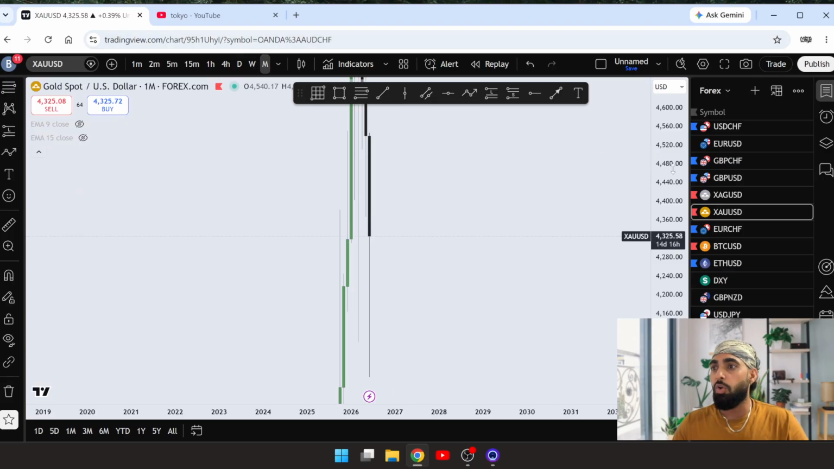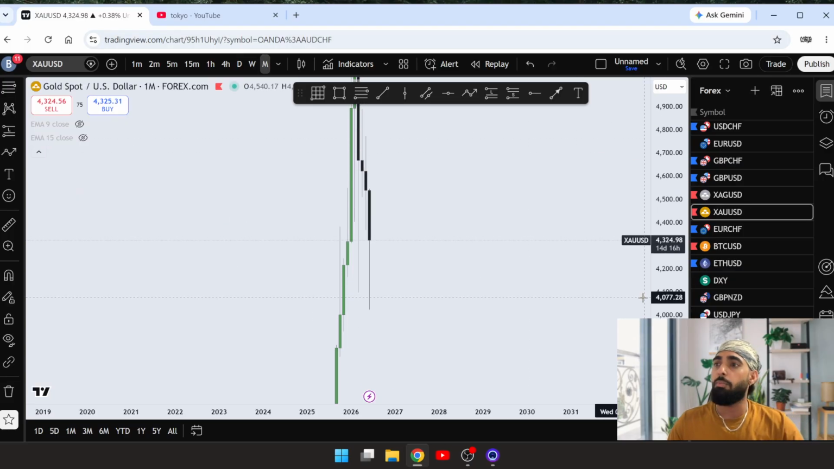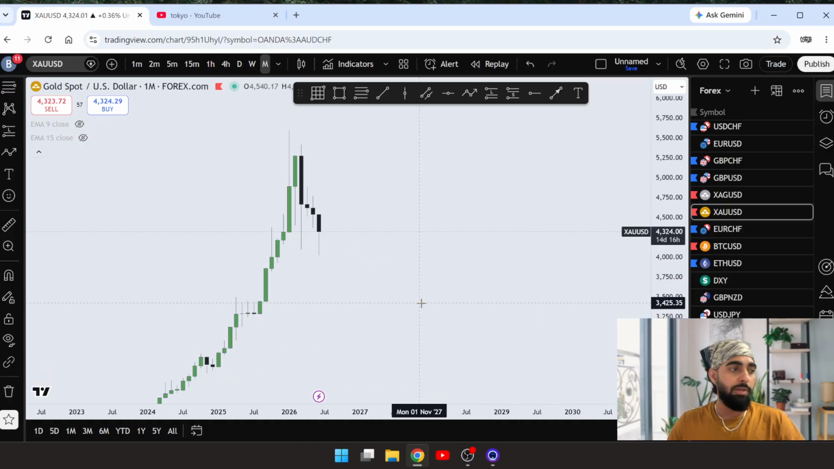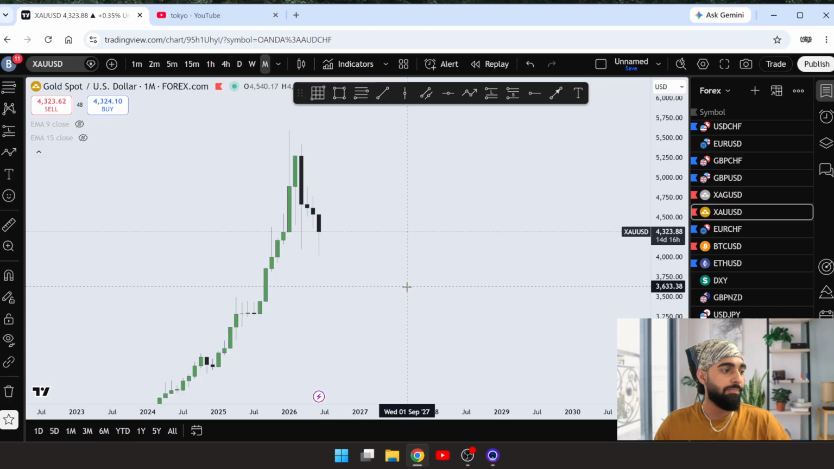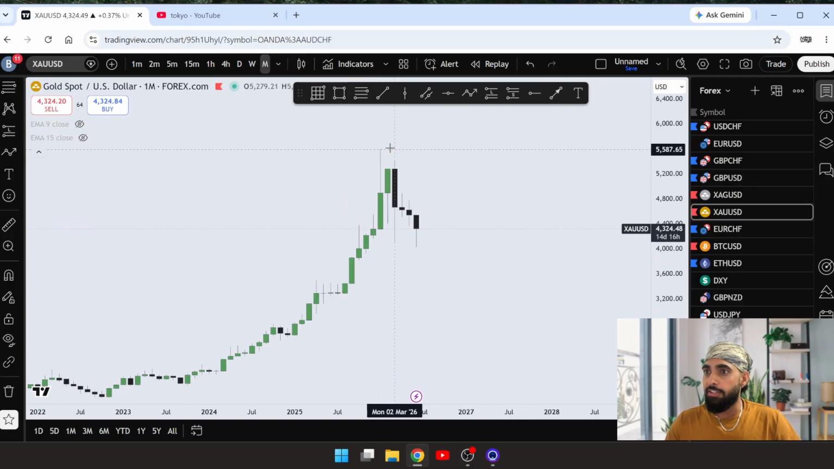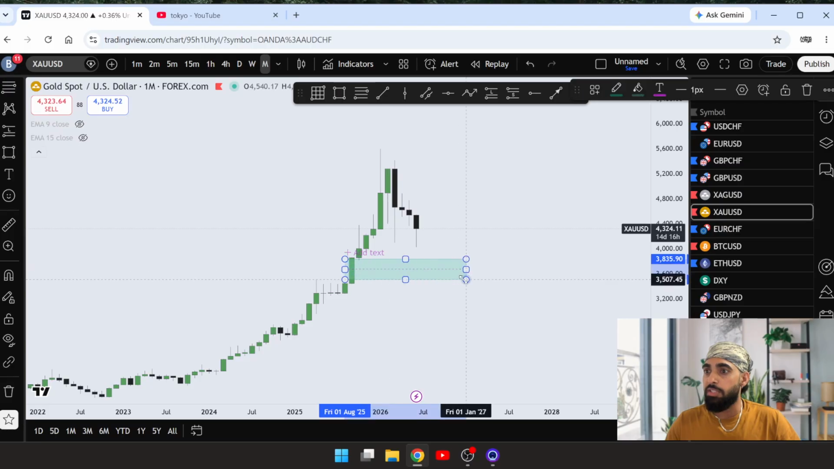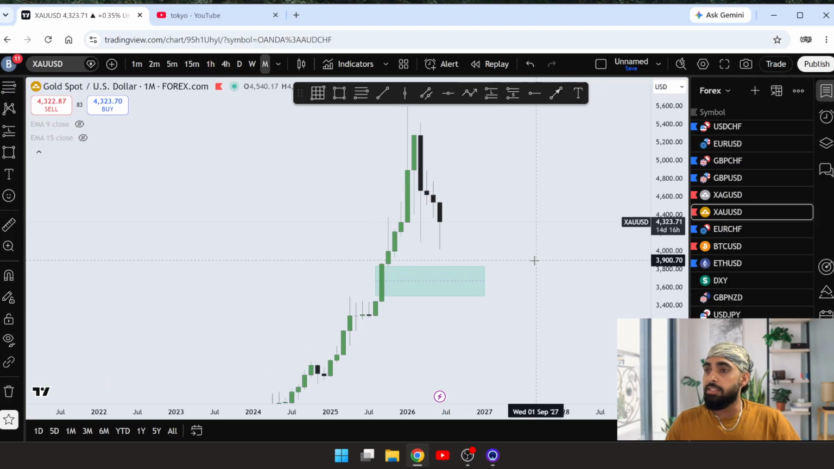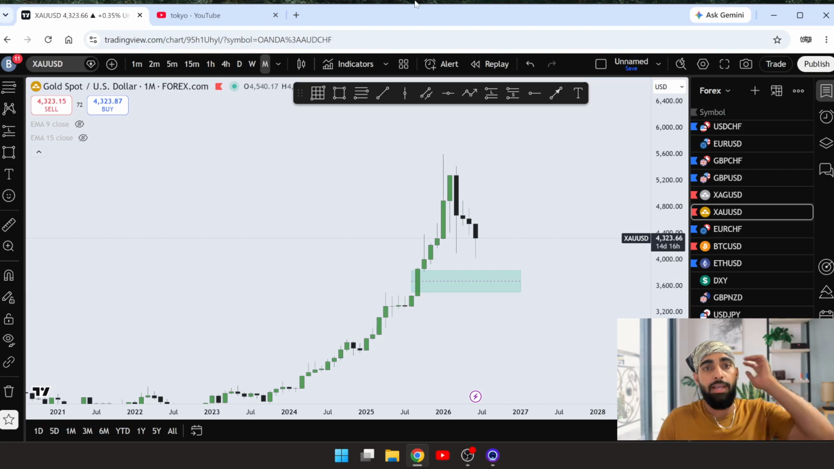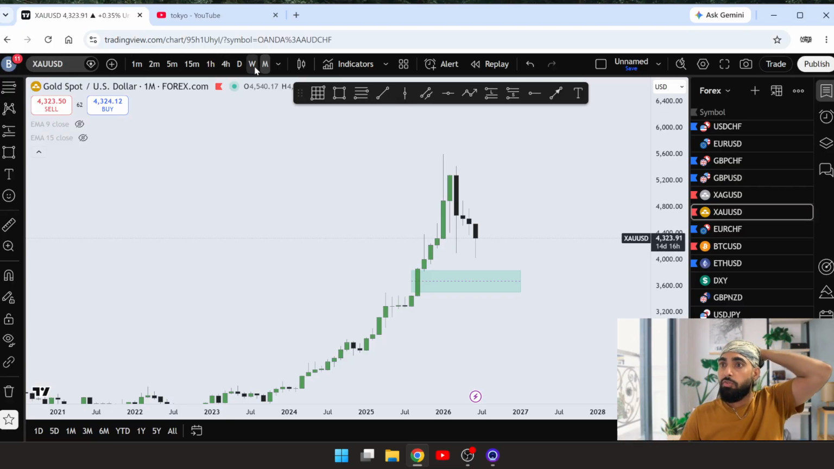XAUUSD. So we are going to start from the monthly time frame. On the monthly time frame, nothing is clear, but the draw on liquidity could be this fair value gap here. This is gonna be a draw on liquidity, or basically we can say bias on the monthly time frame. So let's just go on the weekly time frame now.